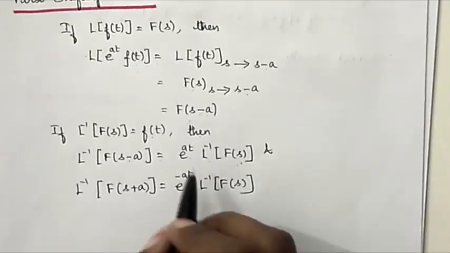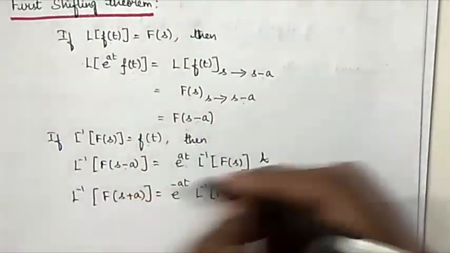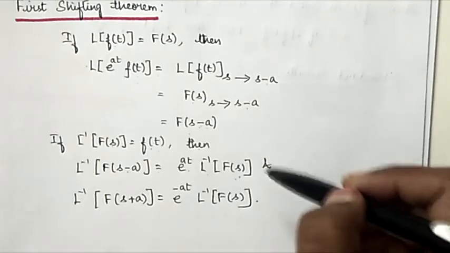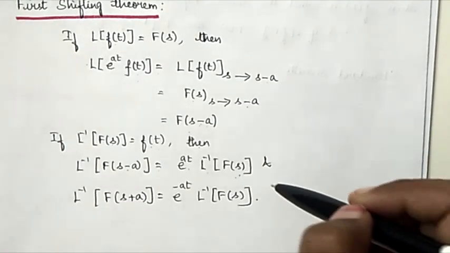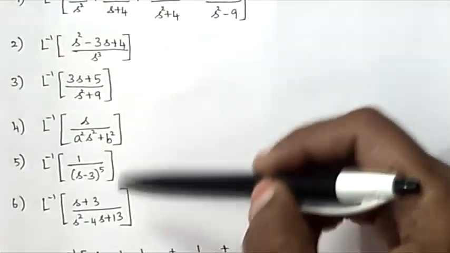These are the two shifting properties that we see. Now based on these standard results and the shifting theorem, we will do some problems. Now let us work out few problems. I have listed few here.